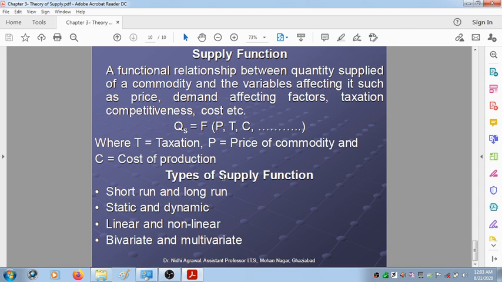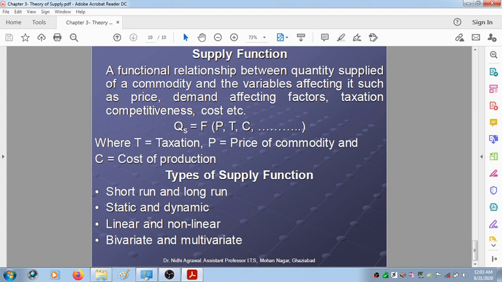So on the basis of the factors included, the supply function can be categorized in four categories. On the basis of time period, short run supply curve is there, long run supply curve is there, I have already discussed about it. Static and dynamic supply curve. Static supply curve means when we study the supply curve keeping some factors constant, and dynamic means no factor is assumed to be constant and we study the relationship between price and quantity supplied, right?